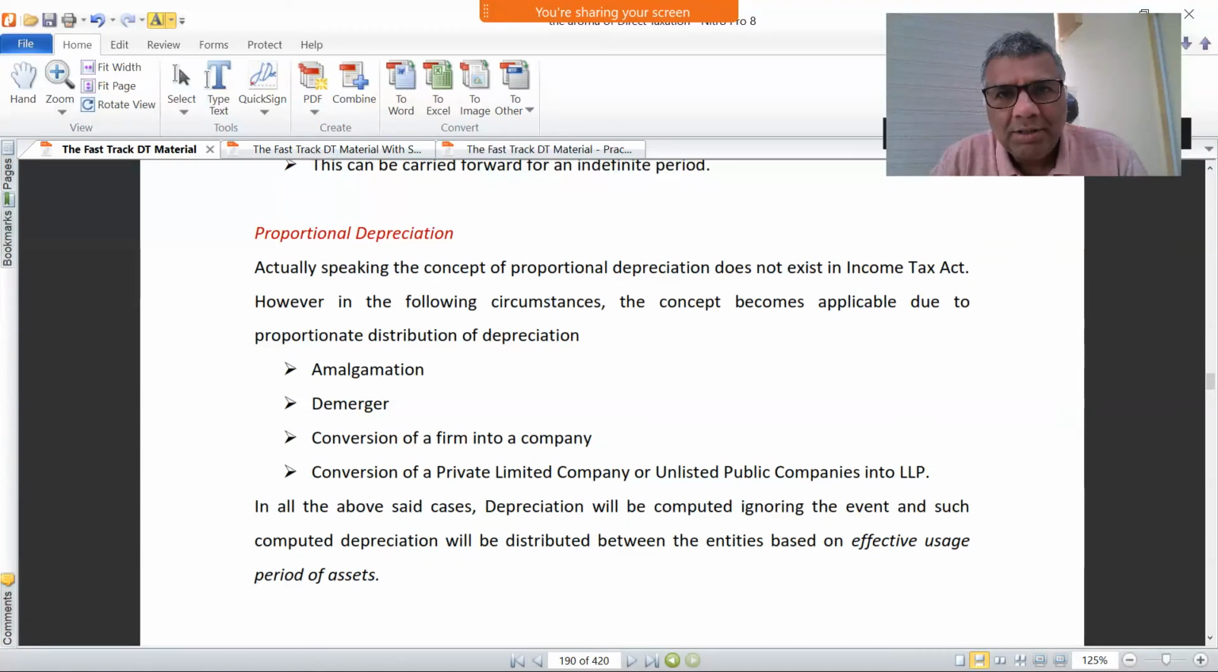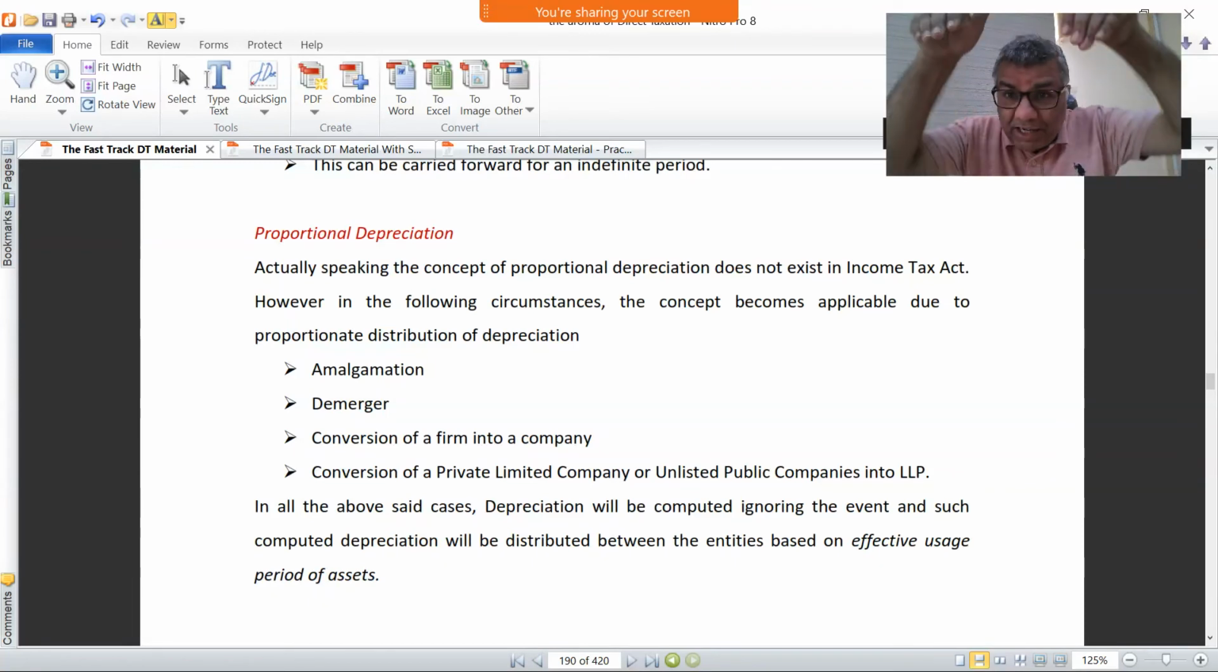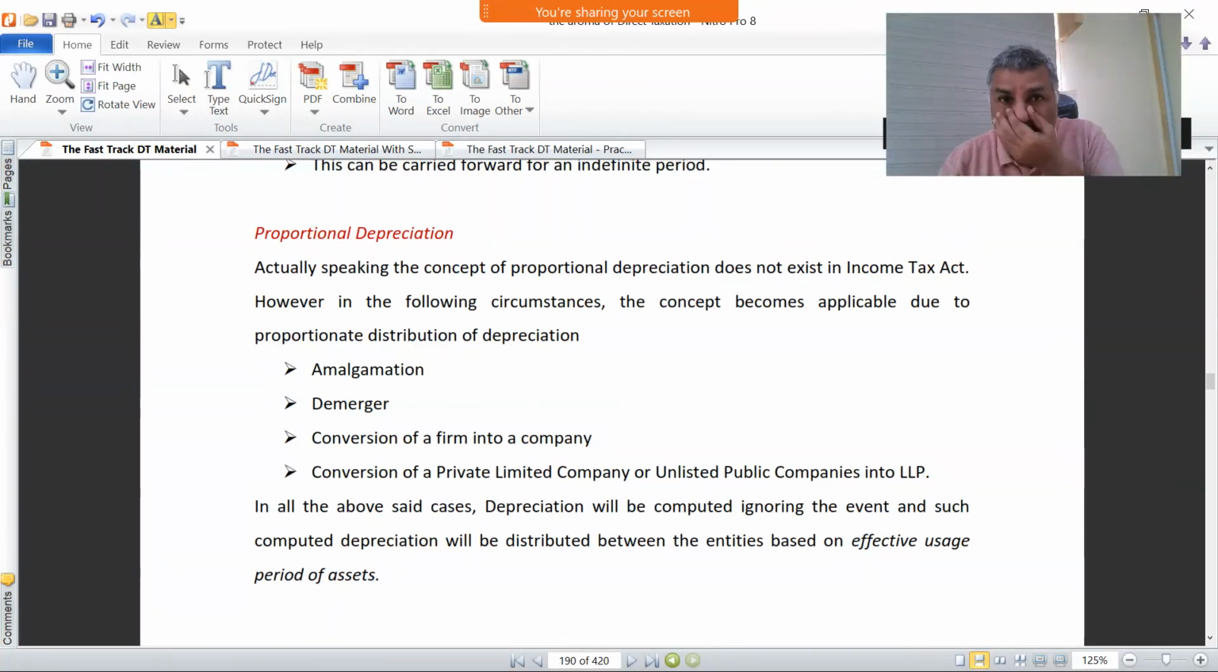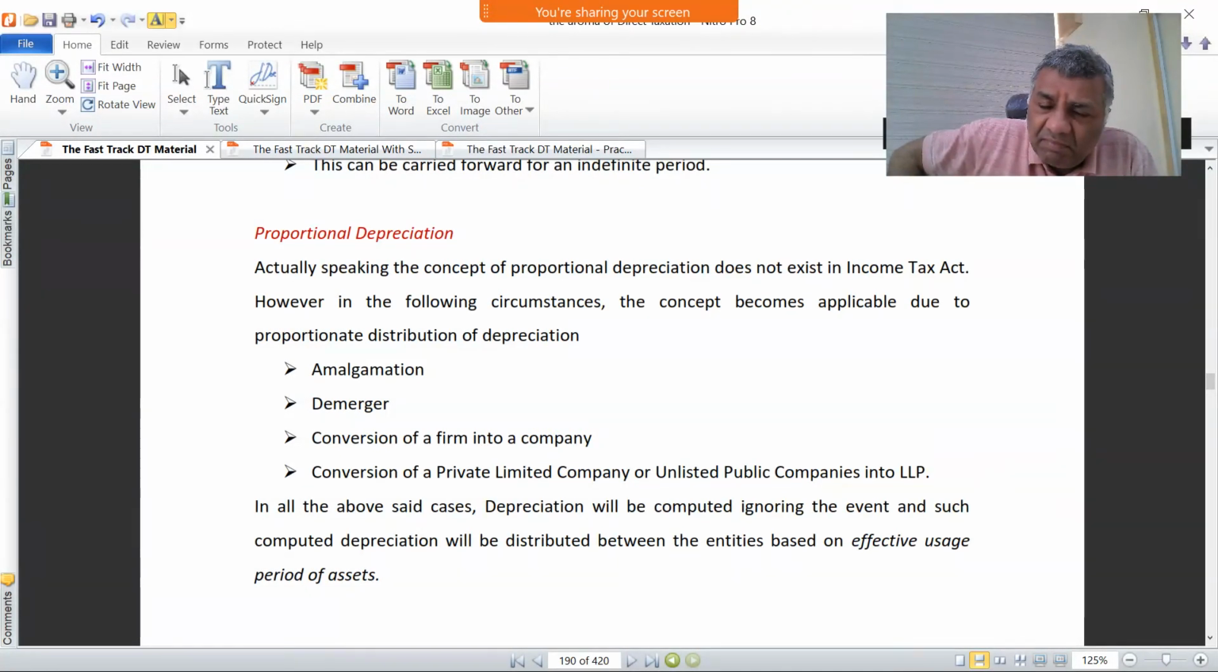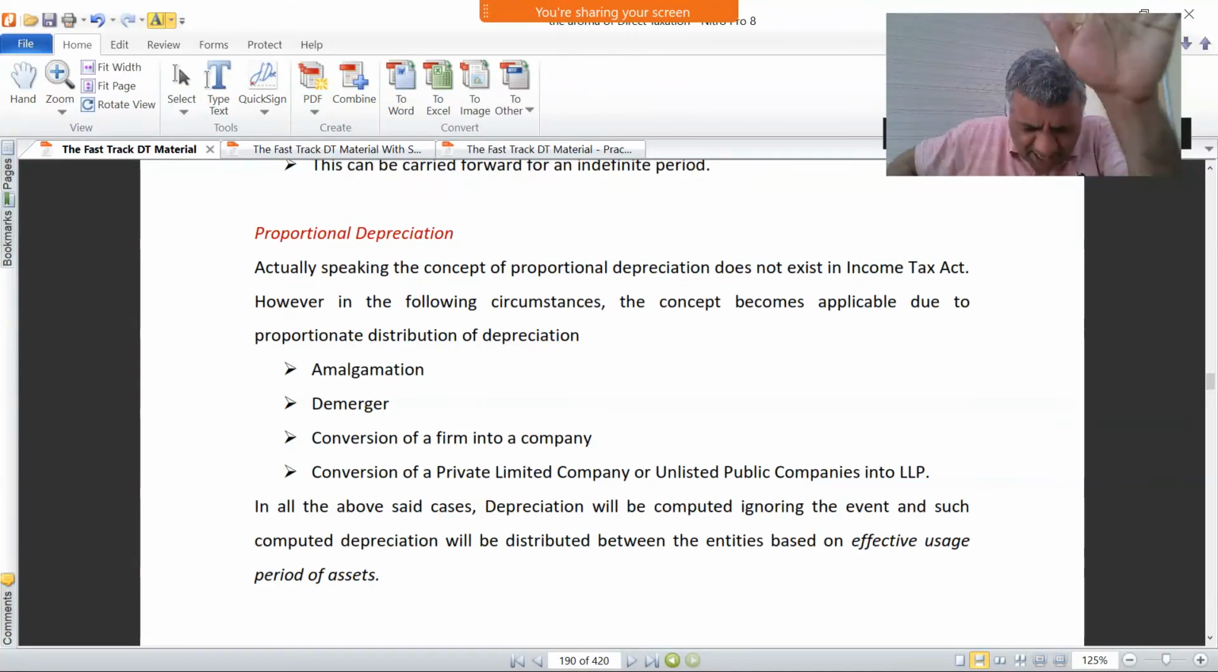This is not proportionate computation. Computation is more than 180 days, less than 180 days. It is proportionate distribution of the computed depreciation. I am still holding good: there is no concept called proportionate depreciation under the Income Tax Act. Write it and keep it. 9 by 12, 7 by 12, 6.5 by 12, 3 by 12, 180 days or more, less than 180 days.